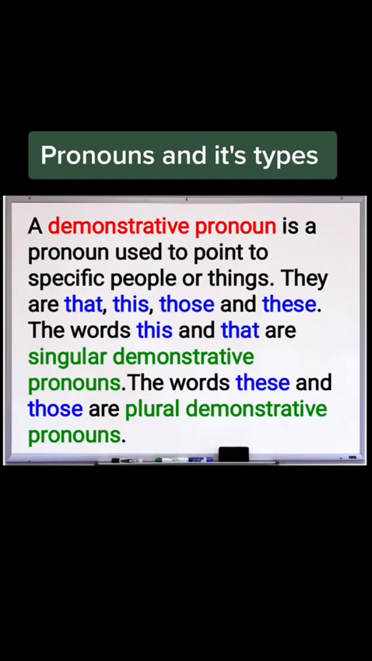A demonstrative pronoun is a pronoun used to point to specific people or things. They are that, this, those and these. The words this and that are singular demonstrative pronouns. The words these and those are plural demonstrative pronouns.